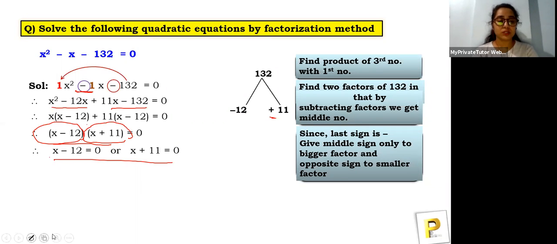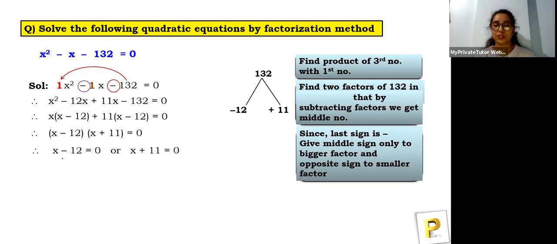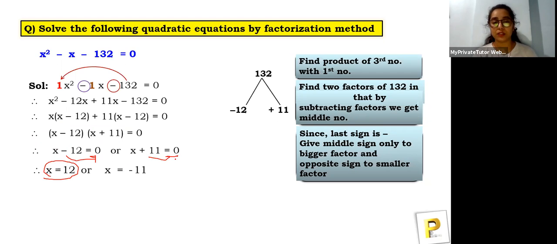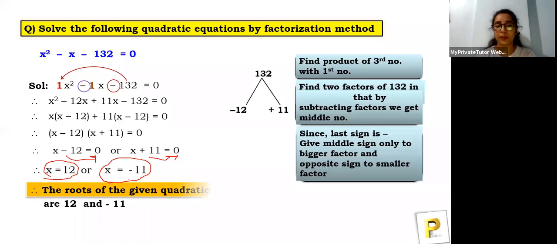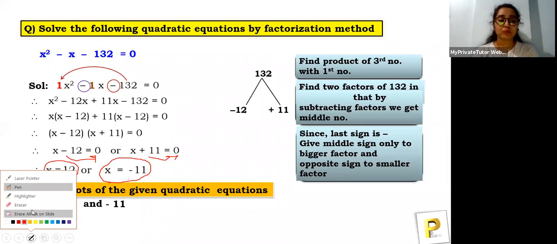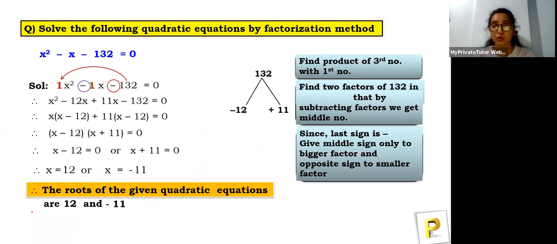Okay, so because of that, I've written over here x minus 12 is equal to 0 and x plus 11 is equal to 0. So the 12 got shifted over here, and you get the value of x as 12, and the 11 got shifted over here, so the value of this will be minus 11. So the value of x can be 12 or it can be minus 11. Okay, both of them are considered to be the roots of the given quadratic equation.